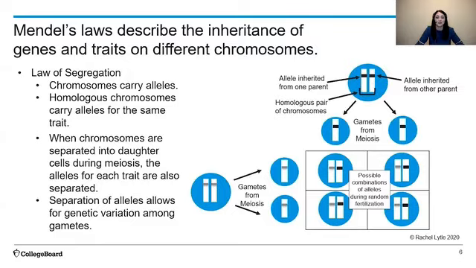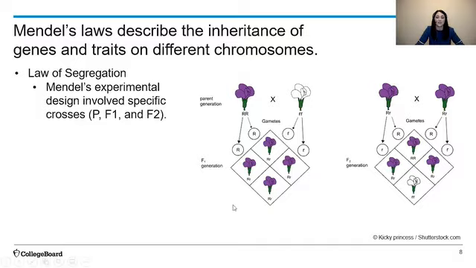So let's look at an example of that. Mendel's experimental designs involved specific crosses of different generations. So in his parent generation, or the P generation, he had a homozygous dominant crossed with a homozygous recessive, and we can see that here in the first Punnett square. And in the F1 generation, all of those resulted in heterozygous purple flowers.